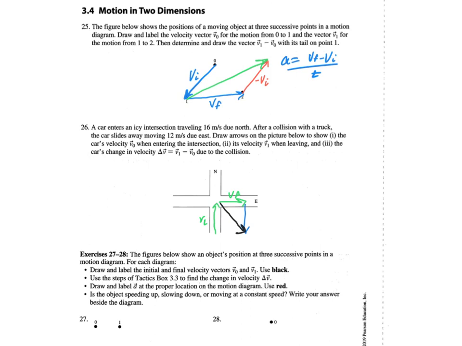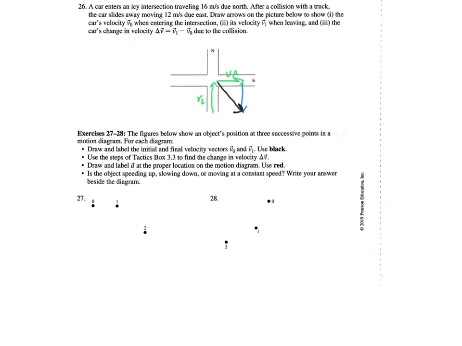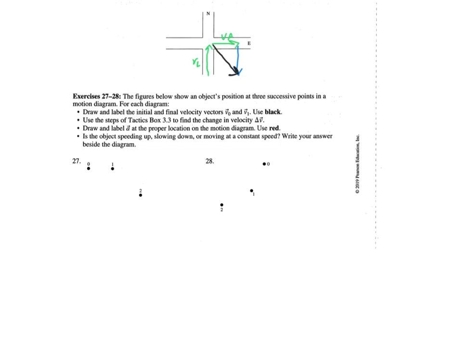And the last one. Same thing. Let's get a color here. Here's my VI. Here's my VF. VF minus VI, since it's going that way, I'm going to have to switch around and go that way, and my new vector is going to come down.